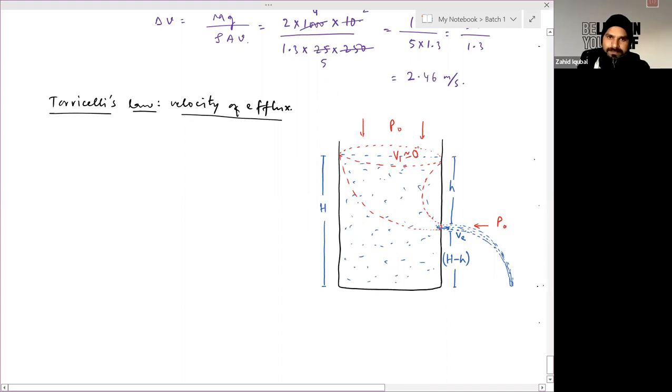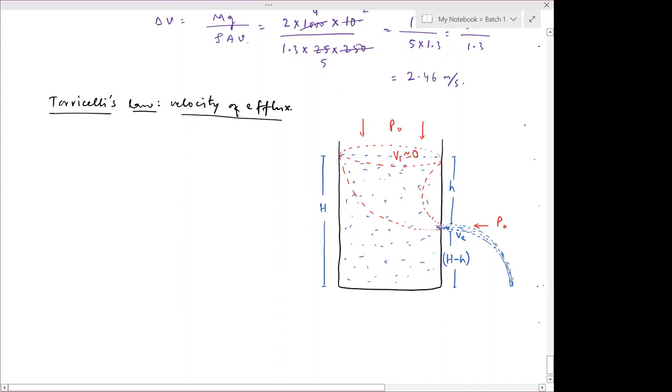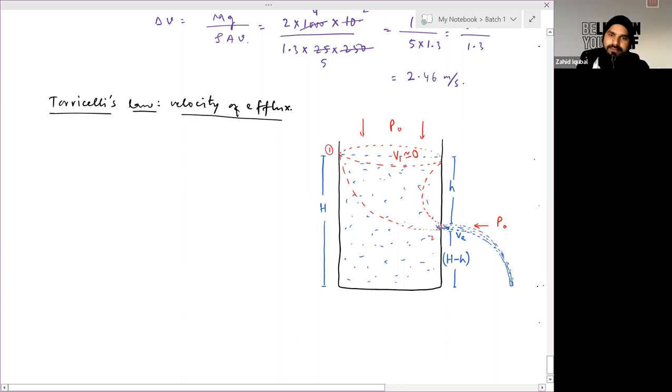Hamza, is it clear? Yes, sir. Let's say this is the first position and this is the second position. So we have to apply Bernoulli's principle between this first end and this second end.